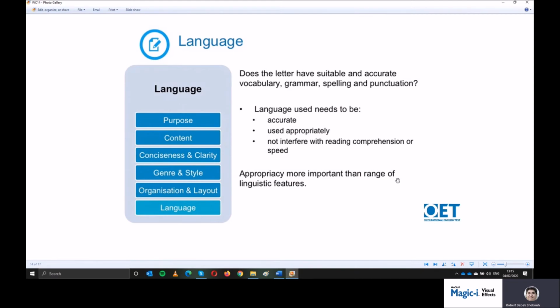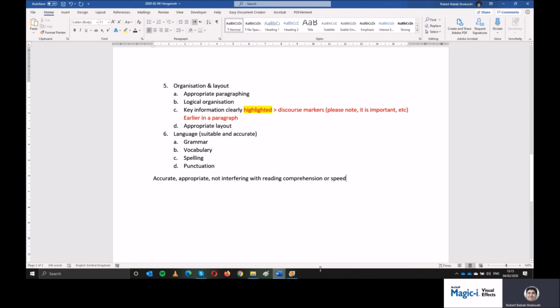Appropriacy is more important than the range of linguistic features. Okay, what does that mean? Range of linguistic features, maybe different tenses or different linkers. Good. So appropriacy is more important than range.